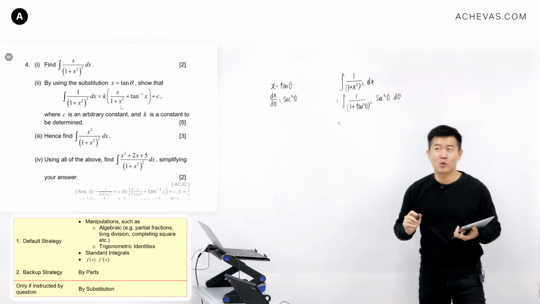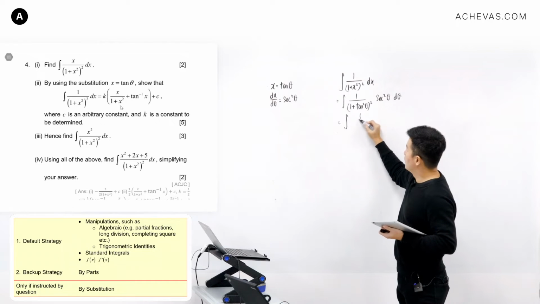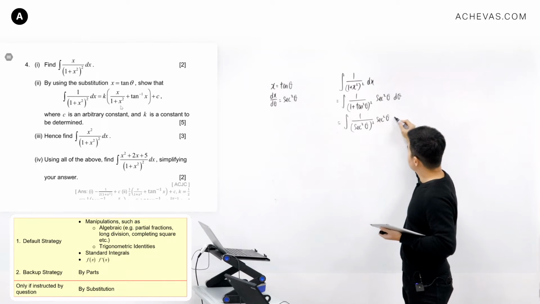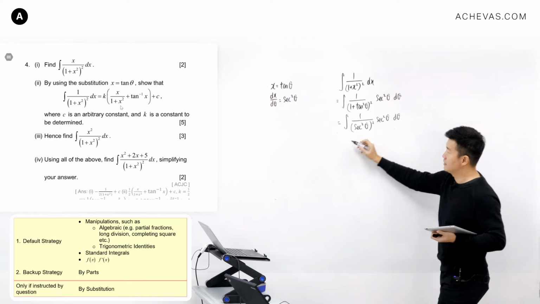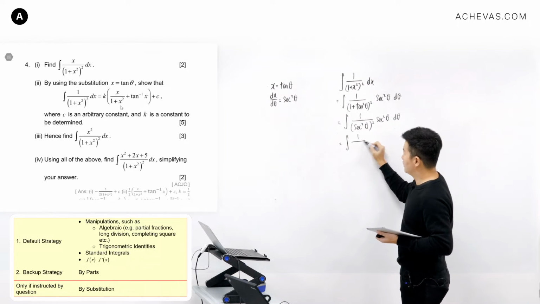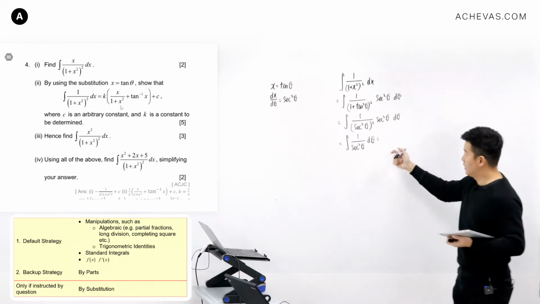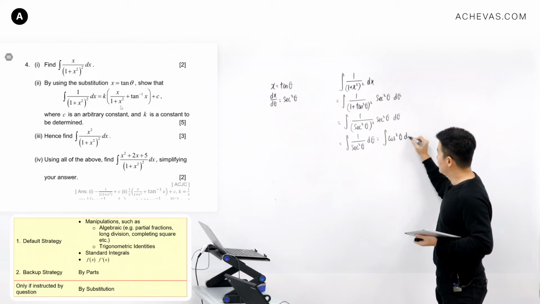And 1 plus tangent squared theta is secant squared theta. So we have a 1 over secant squared theta, squared, times secant squared theta d theta. So we have a secant 4 theta, secant squared theta. Cancelling them, it is going to be 1 over secant squared theta d theta. And secant is 1 over cosine. So I can just write this as cosine squared theta d theta.